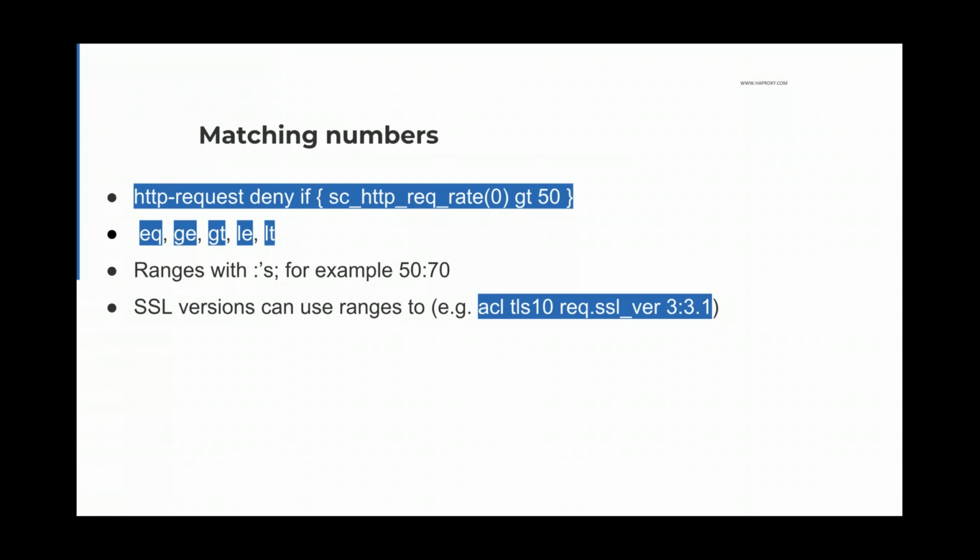Generally, you don't see colons terribly often for ranges in ACLs, but you will see them frequently when writing ACLs to detect an SSL version, because you can do TLS 1.0 if the req.ssl_ver fetch is between 3 and 3.1. In that particular case, it'll also detect SSL3, which has the value of 3, and it will detect TLS1, which has the value of 3.1.